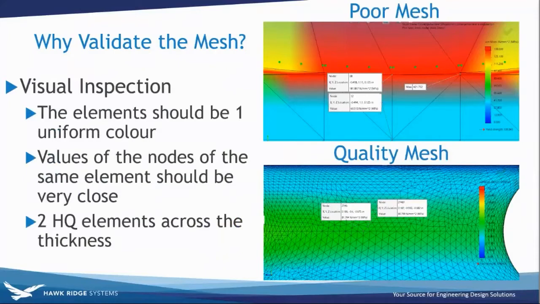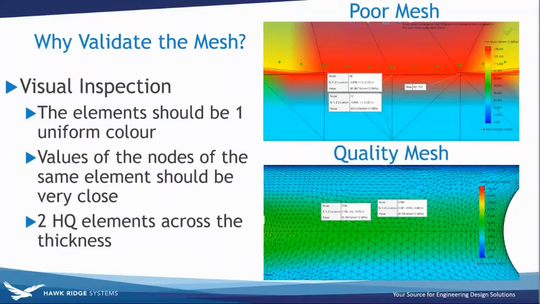We can initially gauge the quality of the mesh with a visual inspection. The elements should be one uniform color, and the nodes of a single element should not have a drastic change. When looking at thin areas, it's a good rule of thumb to have at least 2 high quality elements across the thickness of a part in order to account for bending.